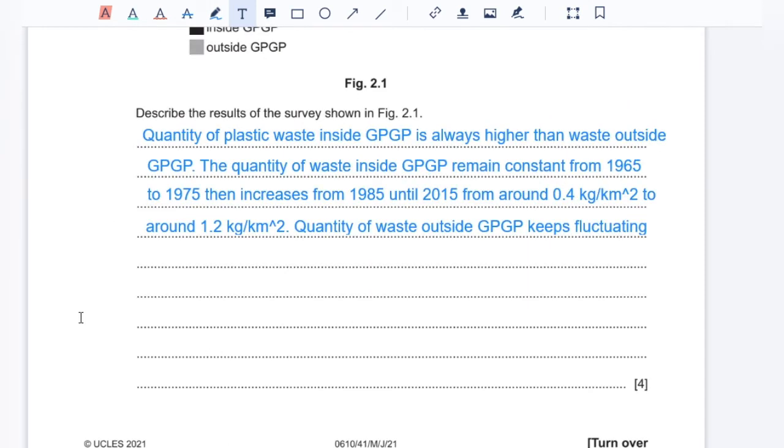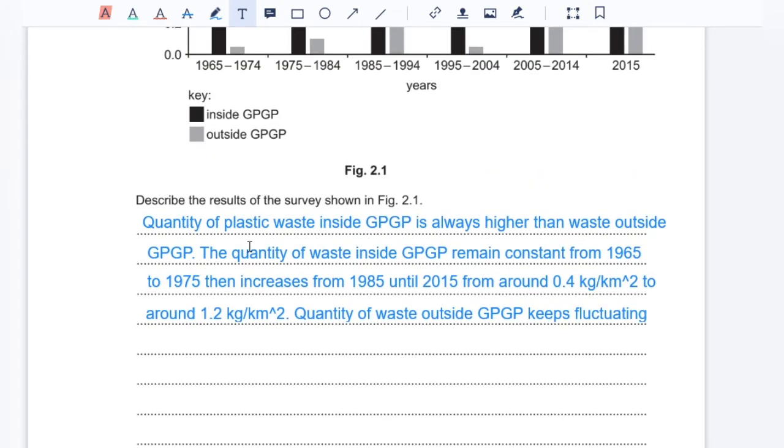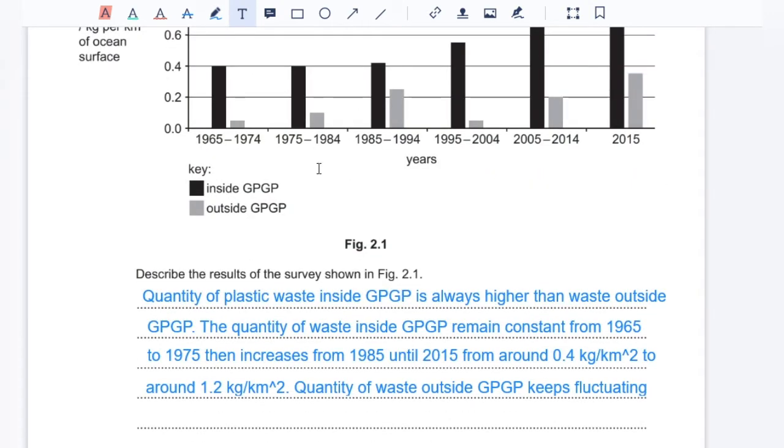So here's my answer. I've mentioned how the waste will increase from 1985 up until 2015 from around 0.4 kg per kilometer square to 1.2 kg per kilometer square, just to mention some of the data that's given in figure 2.1.